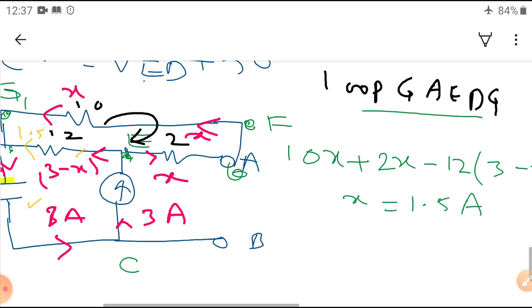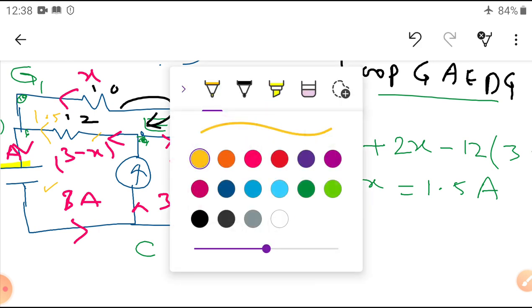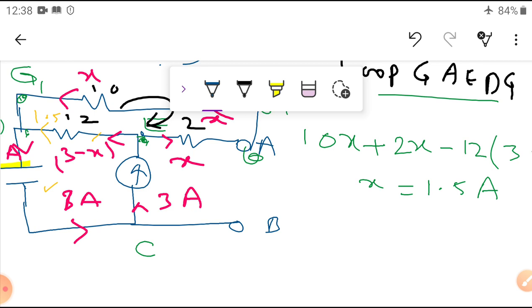Write the equation. What is the equation? Now the voltage across E and C is equal to 1.5 into 12, plus 50 volts.